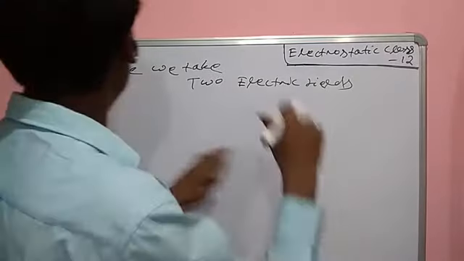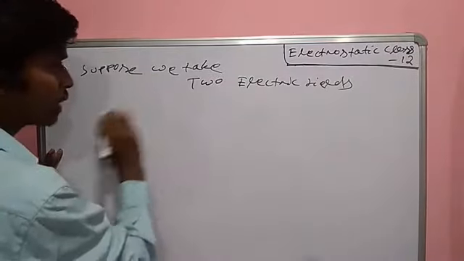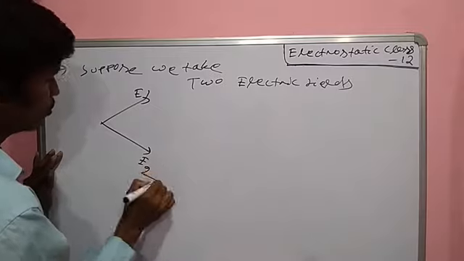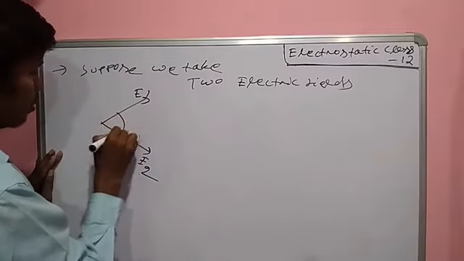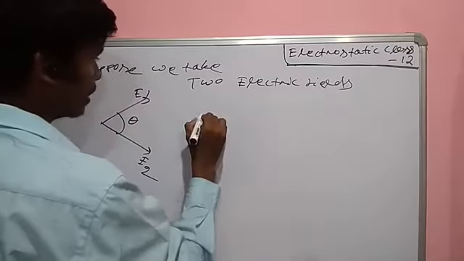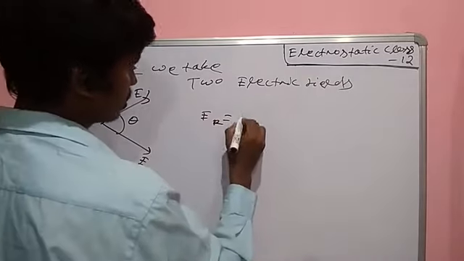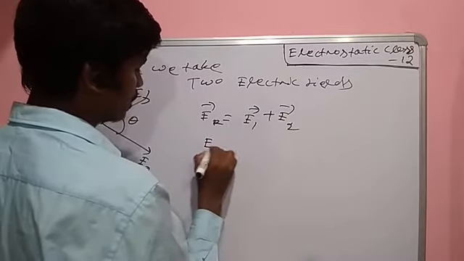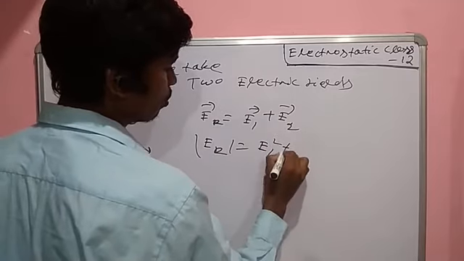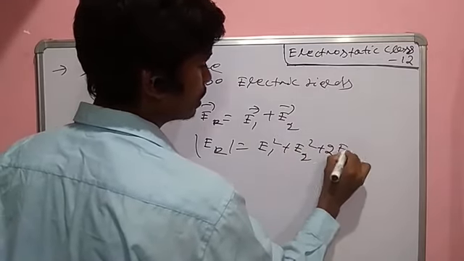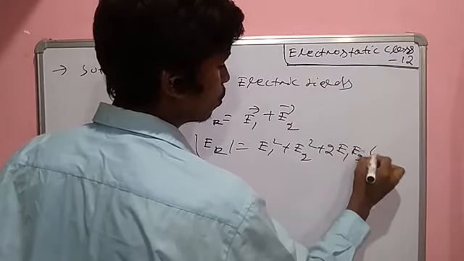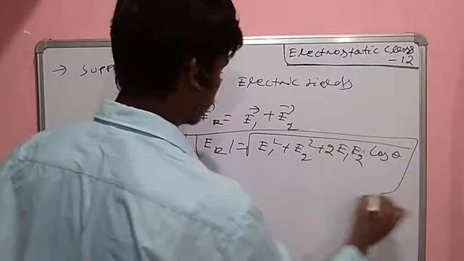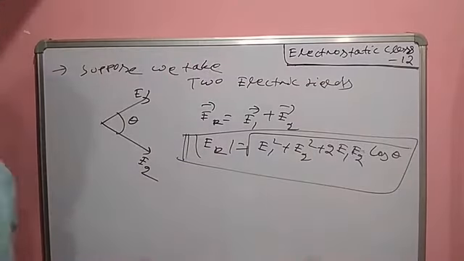Suppose we take two electric fields. Suppose the electric field E1 is in this direction, and E2, and the angle between E1 and E2 is theta. Suppose the net electric field is ER. Then ER vector is E1 vector plus E2 vector, and the magnitude of ER is root of E1 square plus E2 square plus 2E1E2 cosine of the angle between E1 and E2. This is one method.